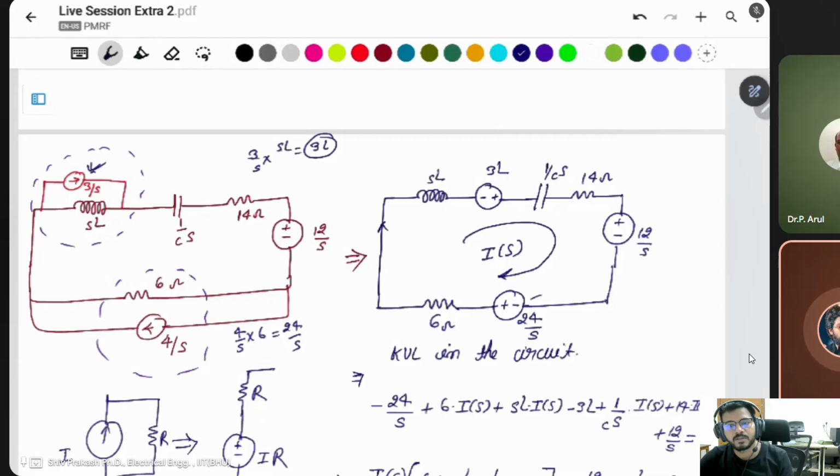Sir, here we used the Laplace transformation method. Instead of this, can we use time domain analysis also? Yes, you can do time domain also instead of Laplace. I think it will work. I have already done it in the previous session. If you want, I can solve this question again.